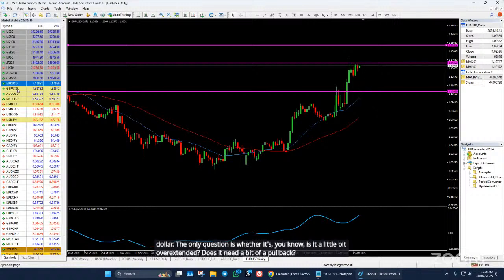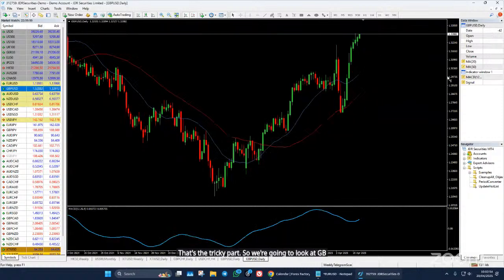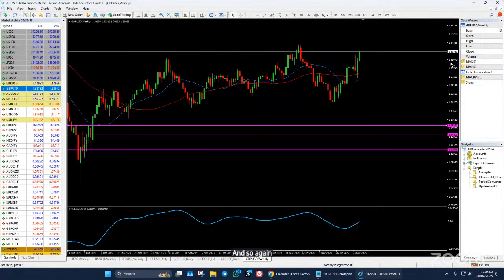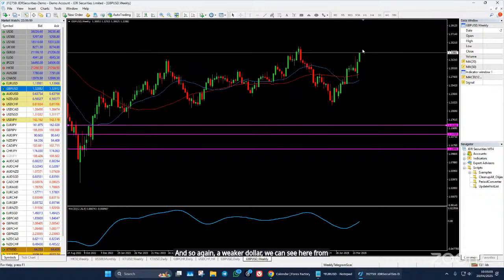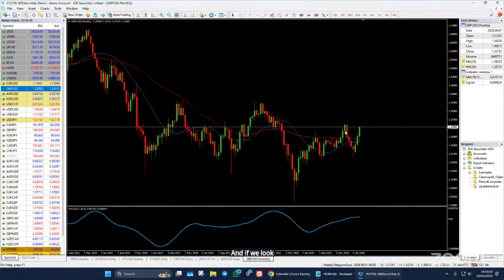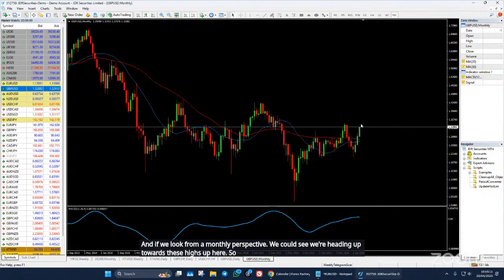That's the tricky part. So if we go look at GBP USD as well, you can see it just continues to move very, very strong. And so again, a weaker dollar. We can see here from GBP USD, we have an uptrend on the weekly. And if we look from a monthly perspective, we're heading up towards these highs up here. So again, for now, it leans more towards a weaker US dollar, which means that we could see some good opportunities on the majors against the dollar.